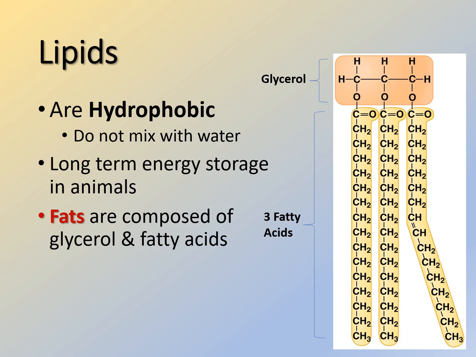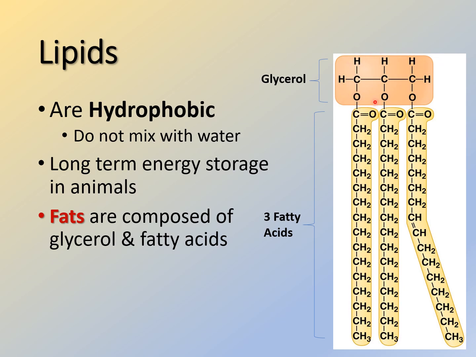So these guys are the way we store energy long term in animals. So humans and animals, when we eat too much glucose or too much sugar, we store it short term as glycogen, right? But then if we eat more than that, then we have to have another way to store it. And that's how we store it as fat, as lipids. So then we can break it down later if we need that energy.